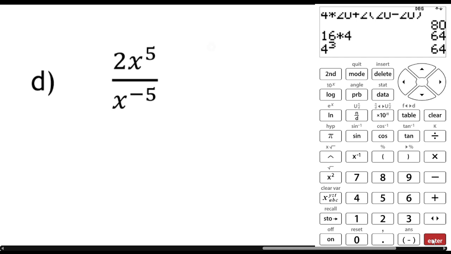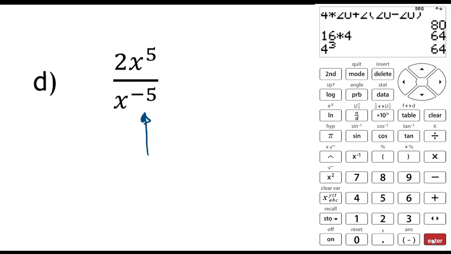And the temptation is to look at this and say, oh, that's just 2. The problem is this thing in the denominator is not x to the 5th, it's x to the negative 5th, meaning this is not a giant 1. This isn't x to the 5th over x to the 5th. It's x to the 5th over x to the negative 5th. So the nicest way to deal with negative exponents is to just get rid of them. So I'm going to multiply this fraction by the number 1.